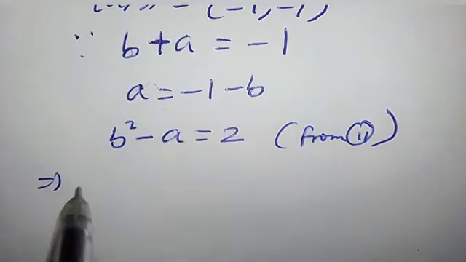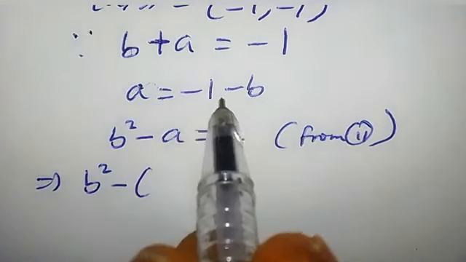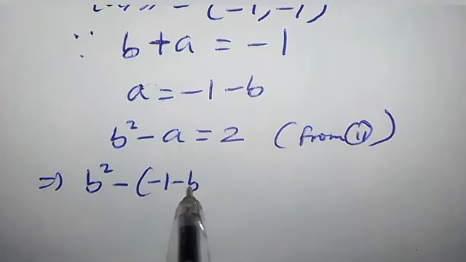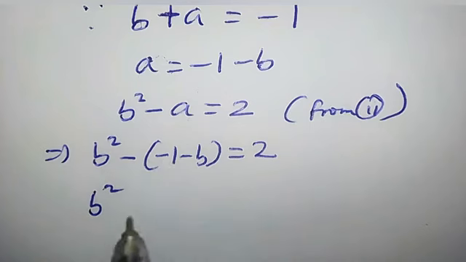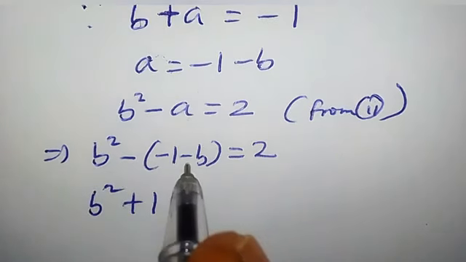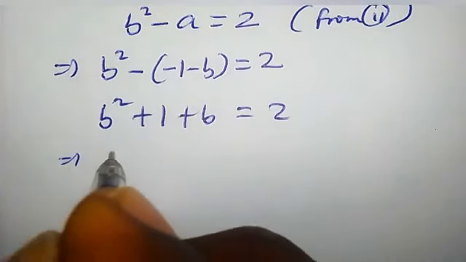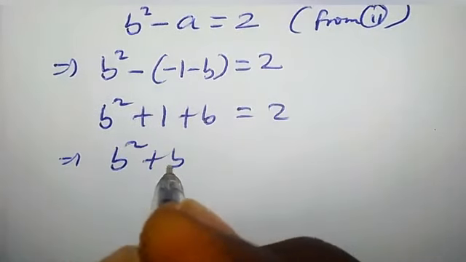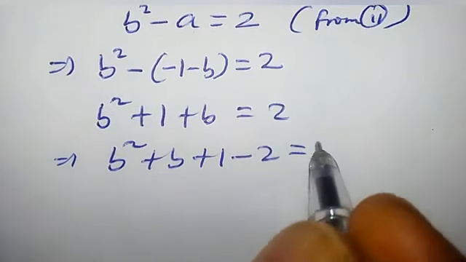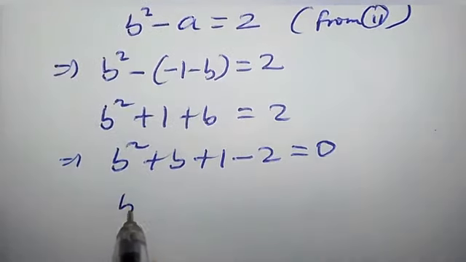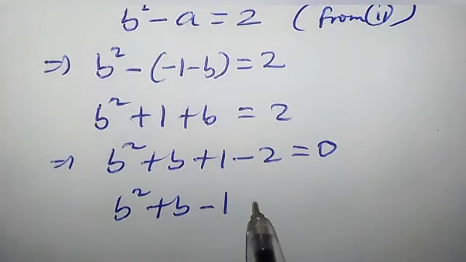This implies that B to the power of 2 minus, what is A? A is -1 minus B, so minus (-1 minus B) equals 2. B squared minus times -1, that is plus 1, minus times negative B, that is plus B, equals 2. This implies that B to the power of 2 plus B plus 1. When 2 comes to the left side, it becomes -2 equals 0. So we have B to the power of 2 plus B, 1 minus 2, that is -1, equals 0.